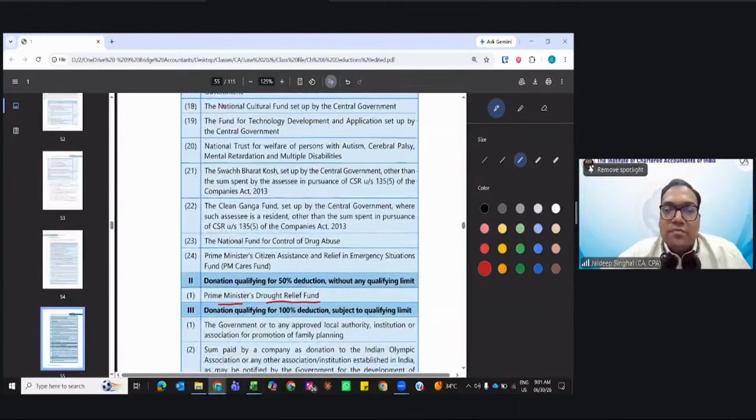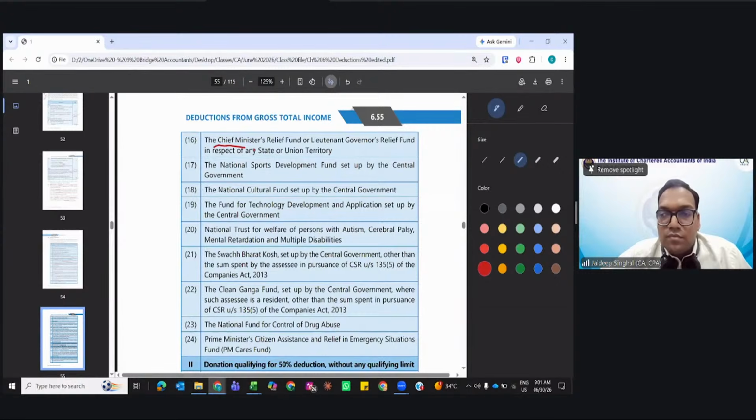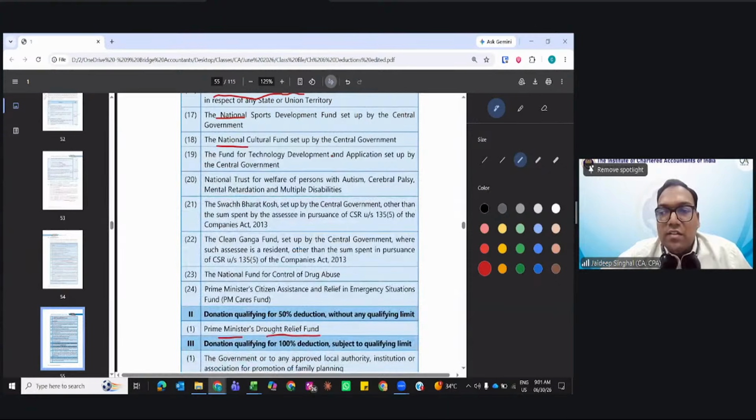Then you take the Chief Minister's Fund. Then you take National Fund again, then National Fund again, right? Then Fund for Technology Development and Application by the central government. It is national again. Then Swachh Bharat Kosh, again it is by the central government. Clean Ganga Fund, again it is by the central government. National Fund, Prime Minister's Fund, right?